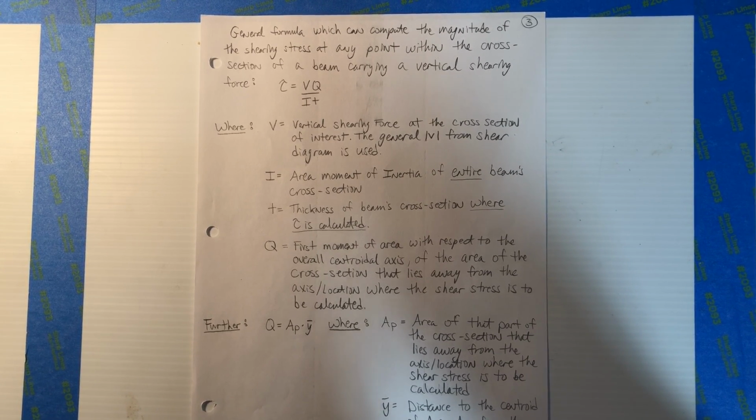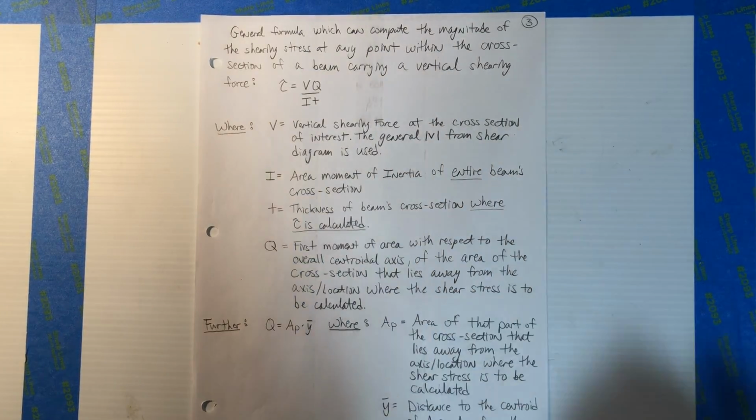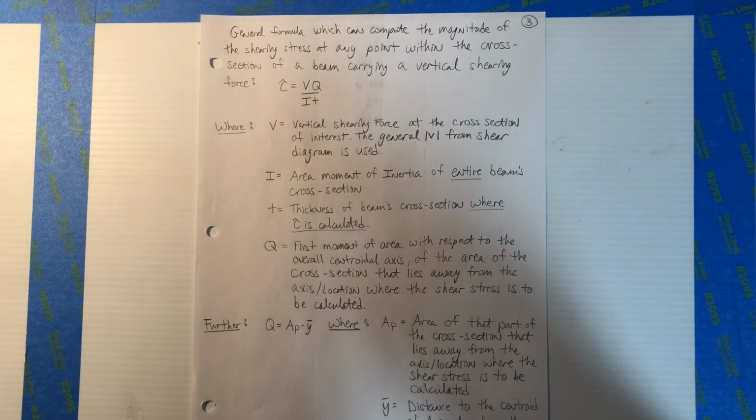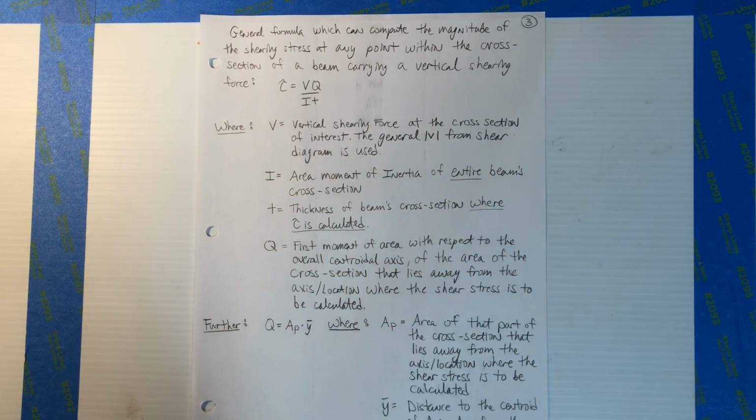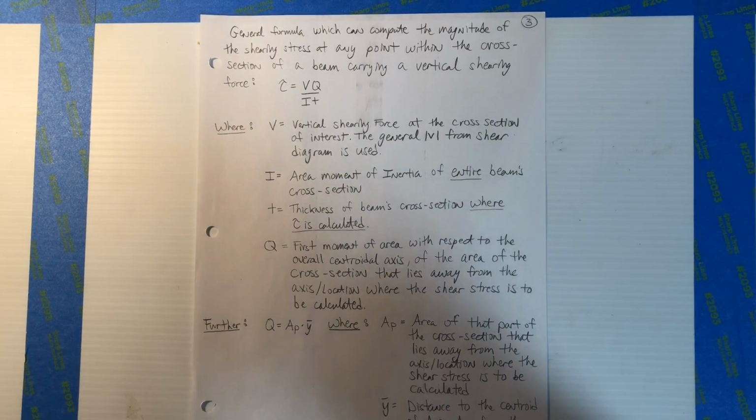And that's why we do a shear moment diagram, because we're going to use that here. I is the moment of inertia of the entire beam's cross-section. You're familiar with that. t is the thickness of the beam's cross-section where the shear is calculated, so wherever you want to know it, that's that t. It's similar, I guess, to c in Mc over I, but it's not the same. And Q is the most complex in all this.